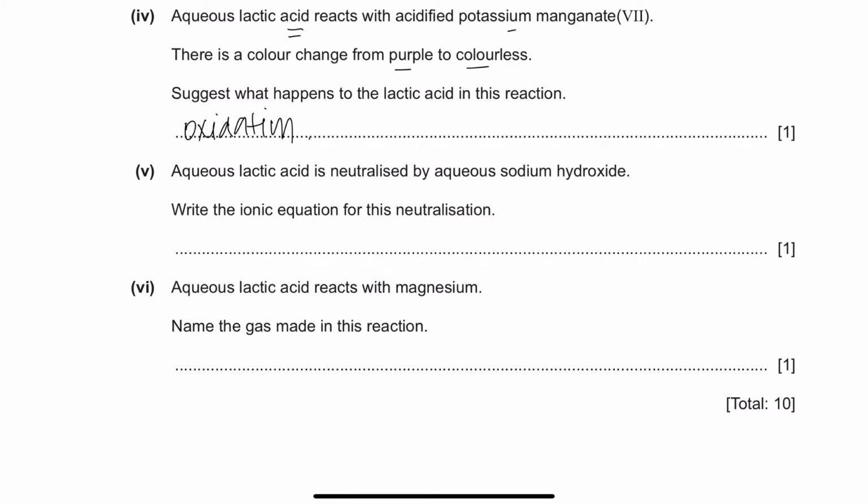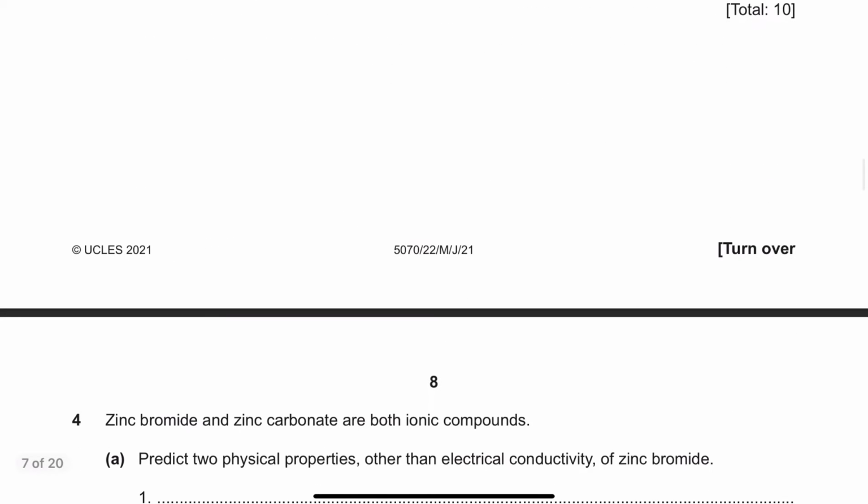Now, aqueous lactic acid is neutralized by aqueous sodium hydroxide. Okay, so an acid is neutralized by a base, and write the ionic equation for this neutralization. So always we realize that when an acid and a base react, the ionic reaction is going to be the formation of water. So H plus, OH minus, and that gives you H2O. If you are confused about how that formed, realize one thing. If I'm reacting, let's say, HCl with NaOH, what is going to be formed? If I react HCl with NaOH, NaCl will form and water will form.